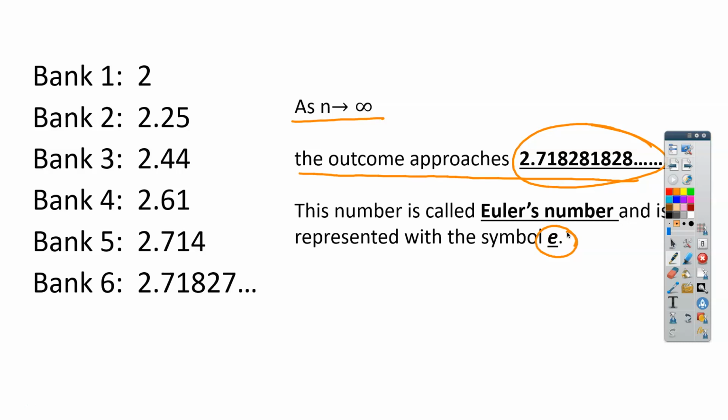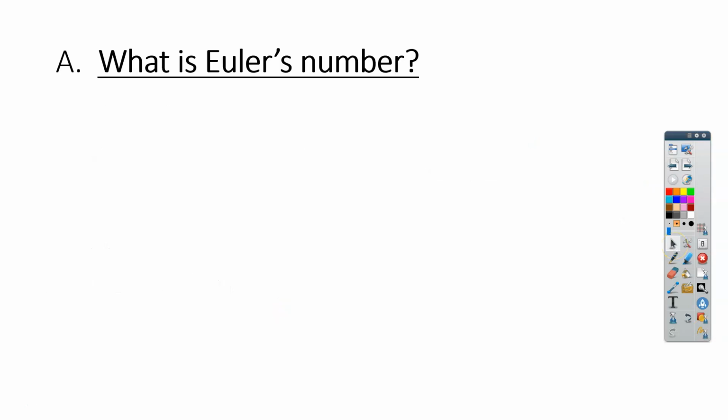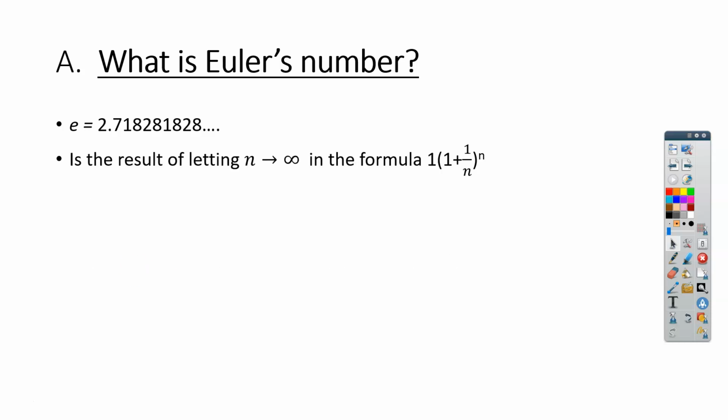So let's go ahead and talk about that a little bit then. So what is Euler's number? It's approximately 2.71. On your test tomorrow, I'm going to ask you what's Euler's number. You could stop at the 1, 2.71. It is the result of letting n go to infinity with that formula there that I just showed you on the last page.